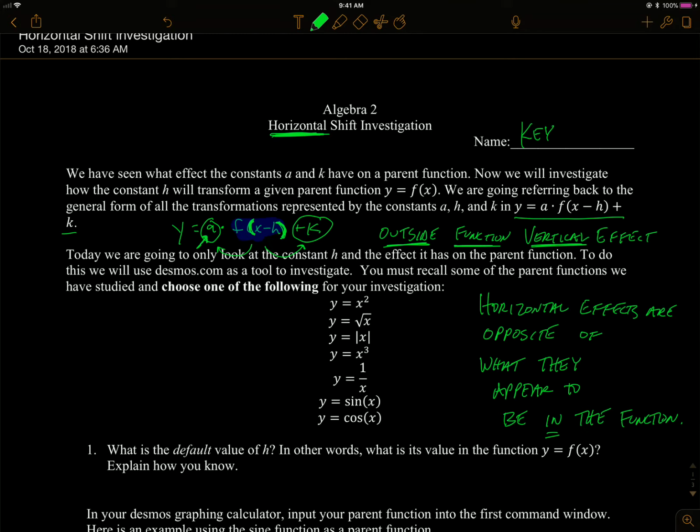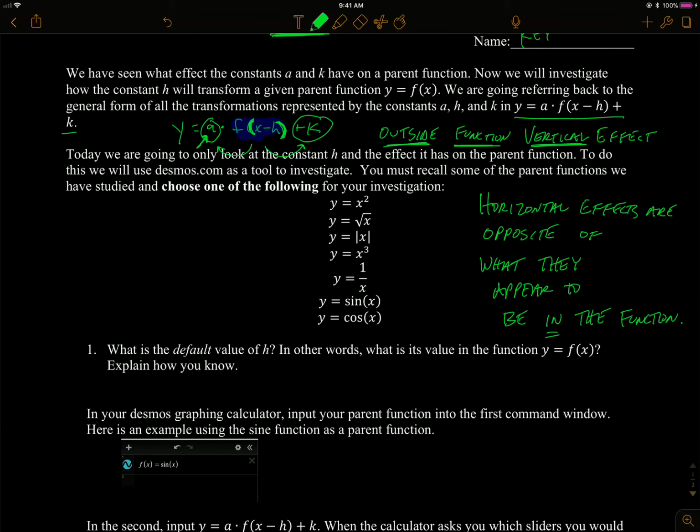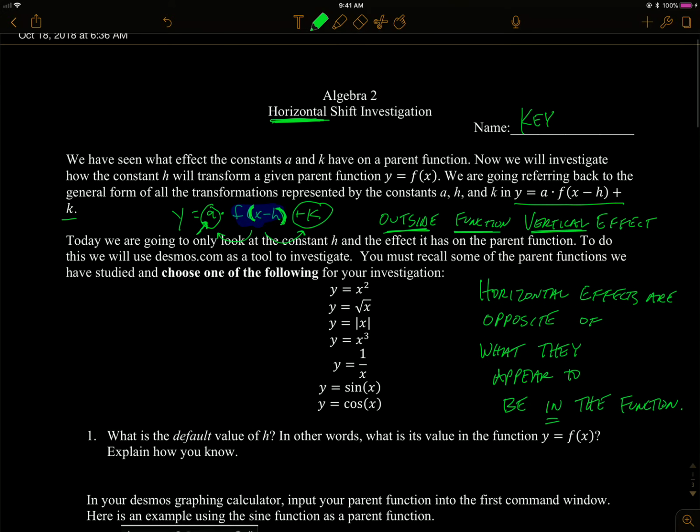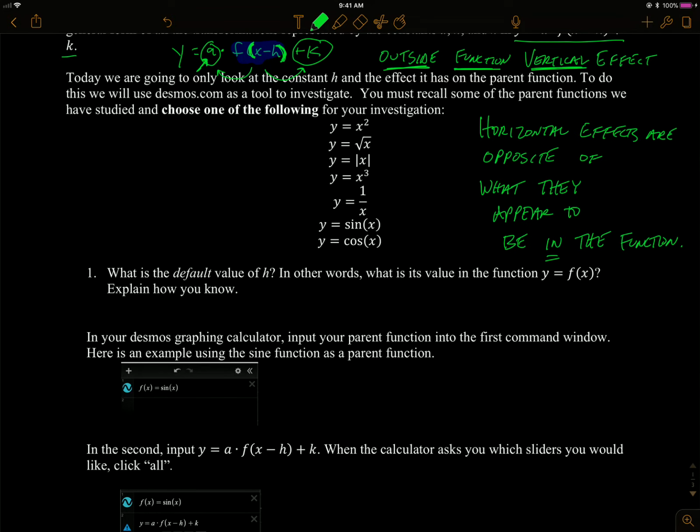Now, just like the vertical effects, the horizontal effects, there's 2 of them. You could have a horizontal stretch or compression. Multiplying by a negative to the x value will reflect about the y-axis, but we're not going to actually investigate that in this course. We are going to just look at a horizontal translation. So that's what we're doing today, a horizontal shift. It's rigid, right? Because we're not stretching or compressing the function. So we're just taking that whole function and going to slide it 5 units right or 3 units left. So we're just talking about a translation. That means slide right or left.